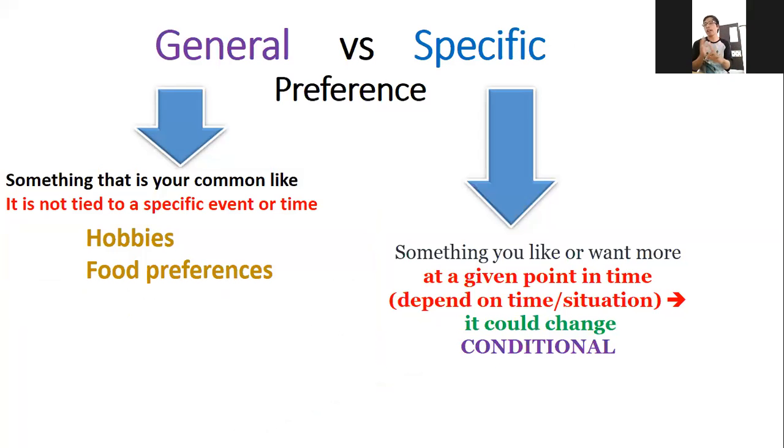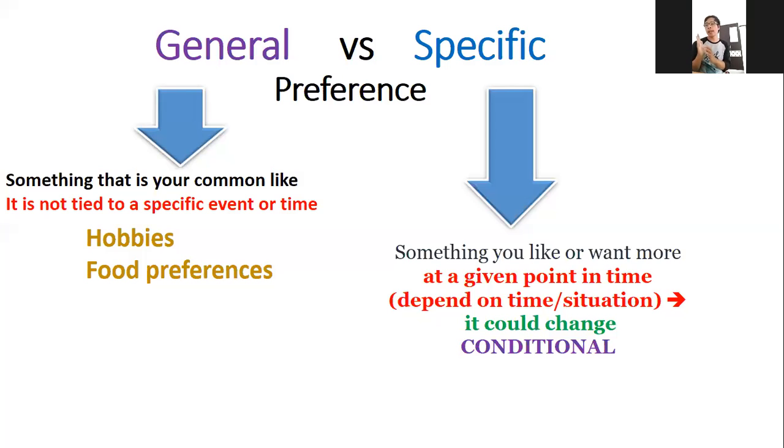So it's your common hobbies, like swimming, for example, running, playing football, or watching movies. It's kind of your daily preferences, and it is not tied to a specific event or time. That's the particular character of it. Like your food preferences will never change at different times. So it's the very nature of you, your hobbies, your food preferences, that is general. But a specific preference is something you like or want more at a given point.